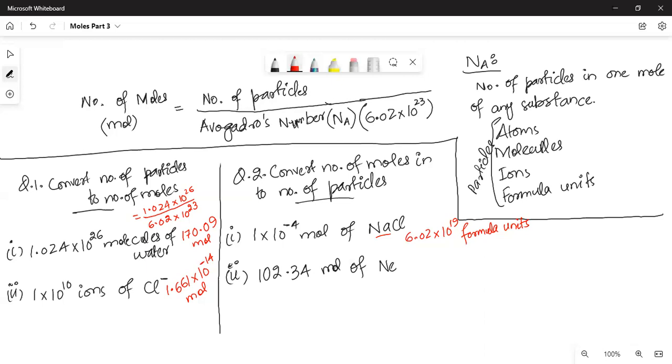Sir, I got the answer for the second part. It's 6.16 multiplied by 10 raised to power 25, and these are atoms because it's a single element. Well, if you don't know these are atoms, simply write particles. Okay, sir.